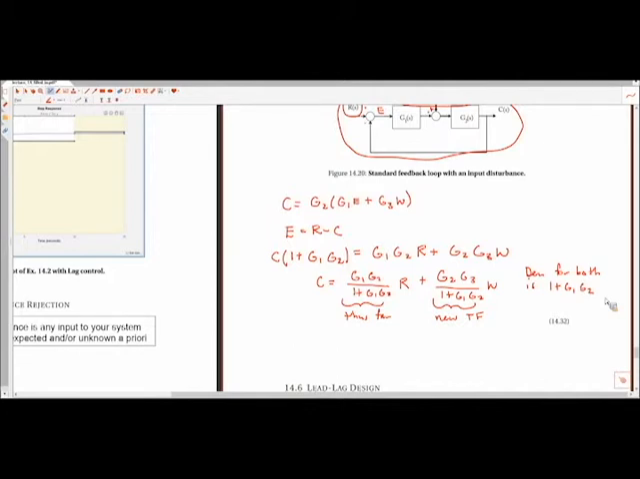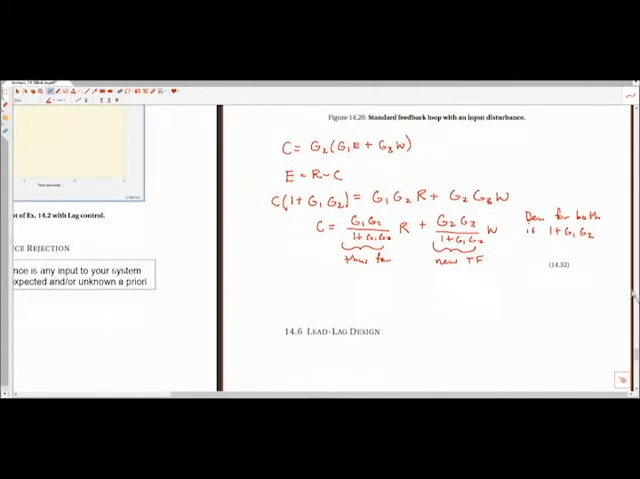Okay, and then lastly, if I want to know, this tells us what the output is as a function of this disturbance W. If I want to know what the error is, if I want to understand steady-state error, again, E is equal to R minus C. That means E is equal to R, inserting C into this equation, minus G1 G2 over 1 plus G1 G2 R minus G2 G3 over 1 plus G1 G2 W.